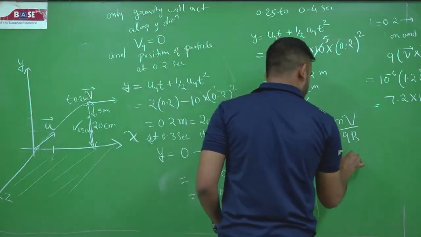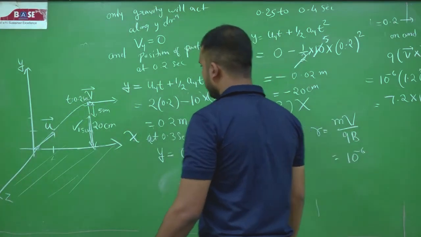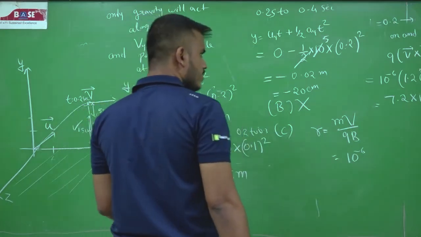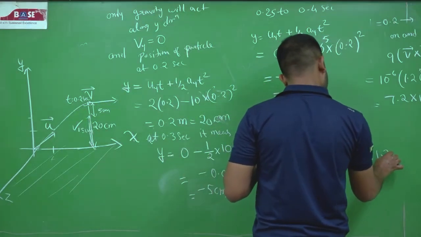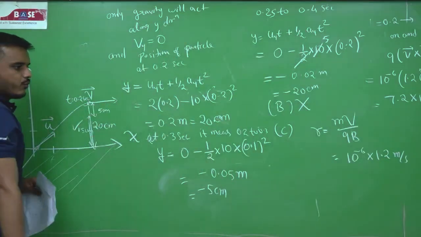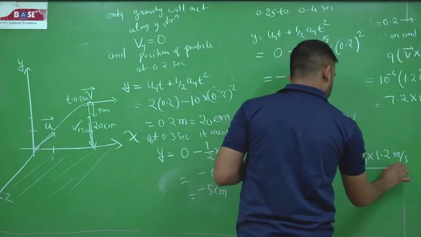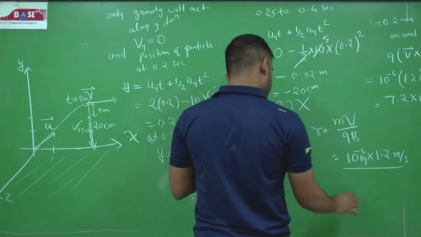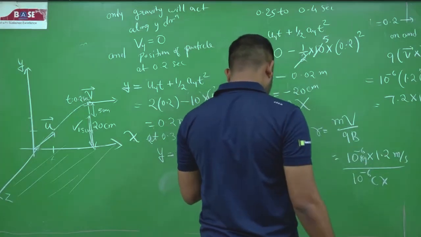The mass of the particle is 10 to the power minus 6 kg. What is the velocity of the particle? It is 1.2 meter per second. You can see the velocity is here, 1.2 meter per second. This is kg here, upon, what is the charge on the particle? 10 to the power minus 6 coulomb, into what is the magnetic field here?